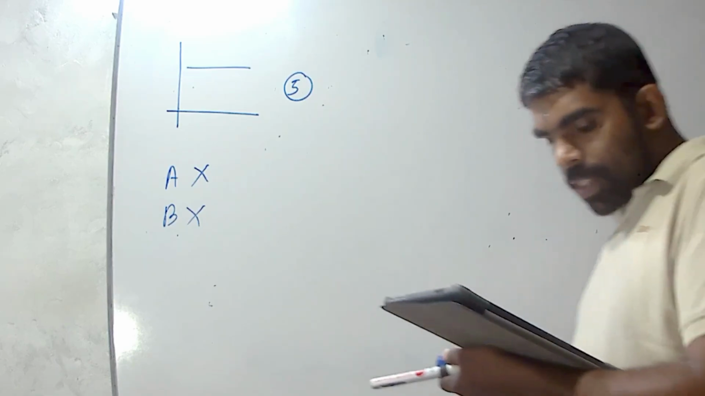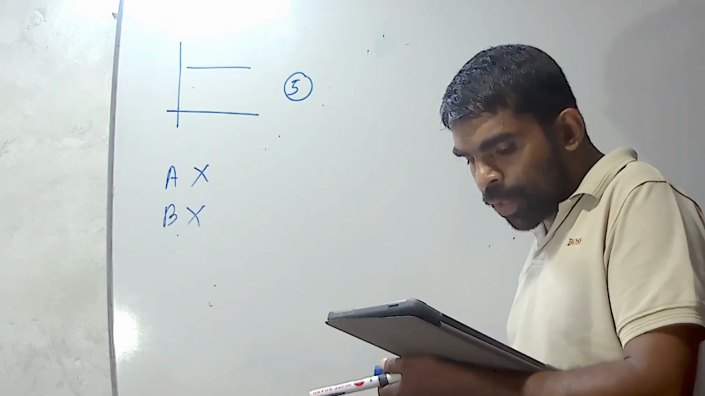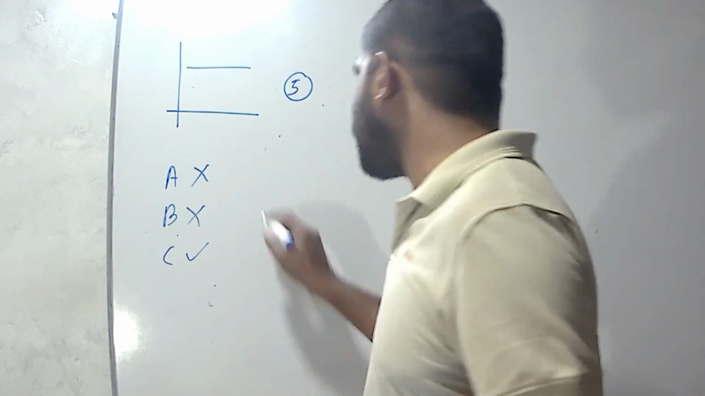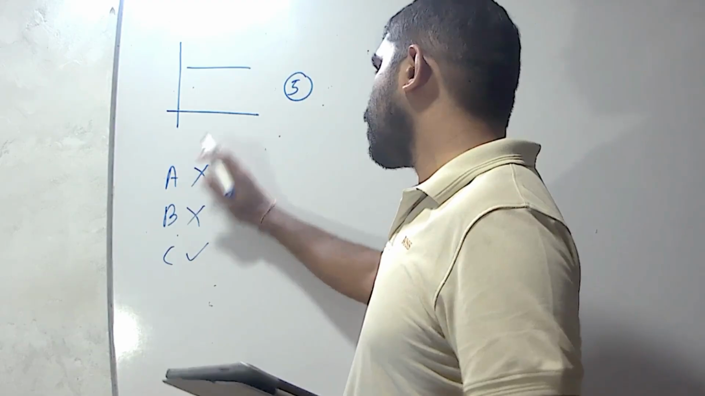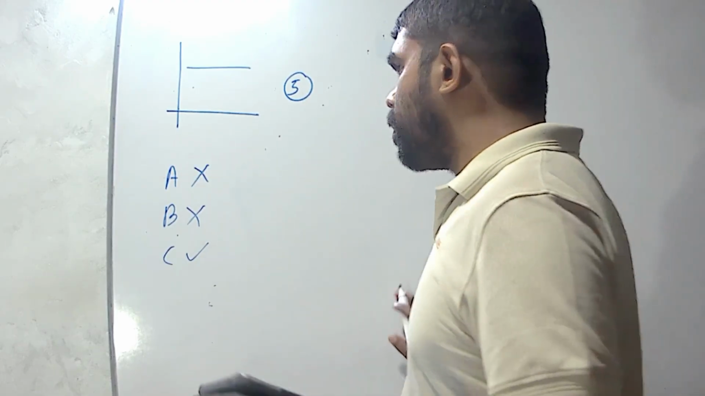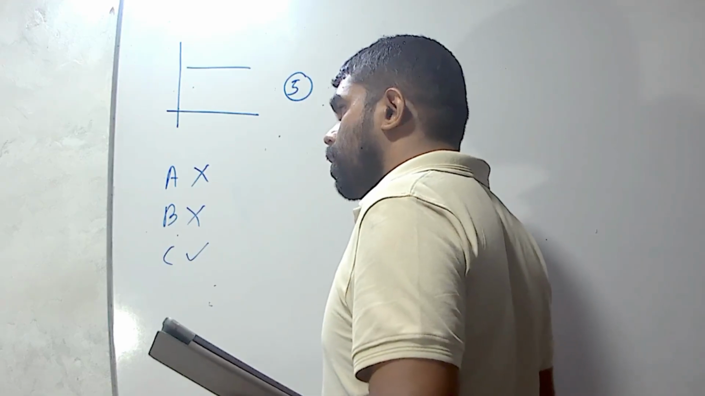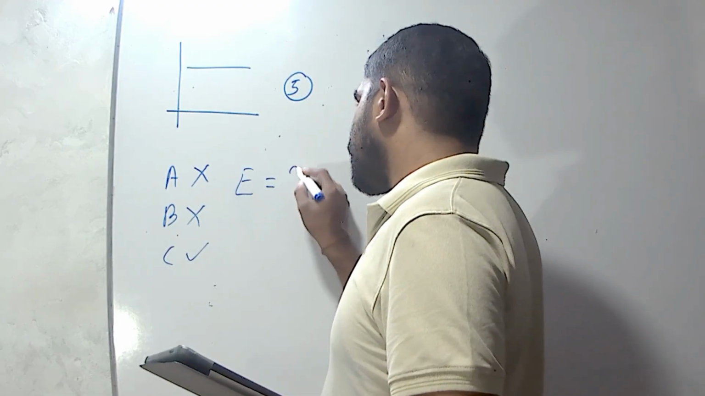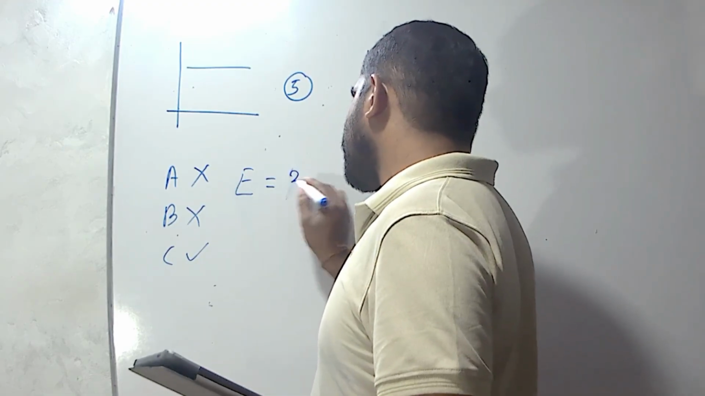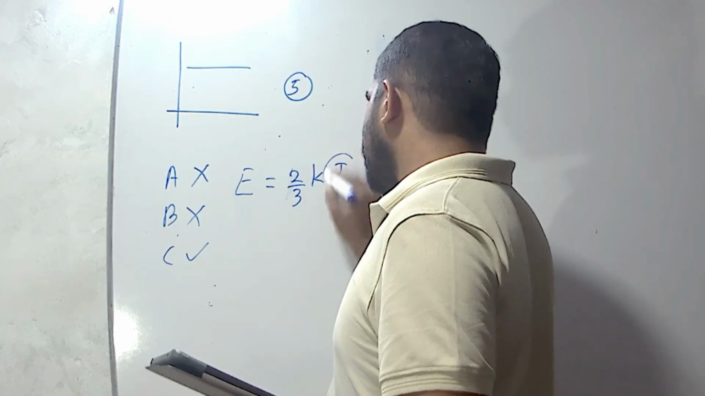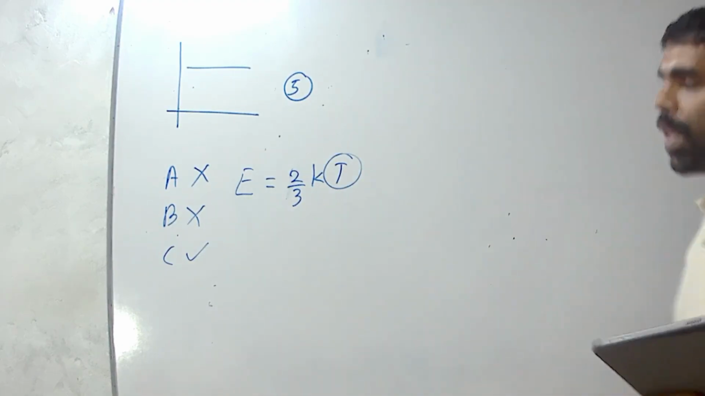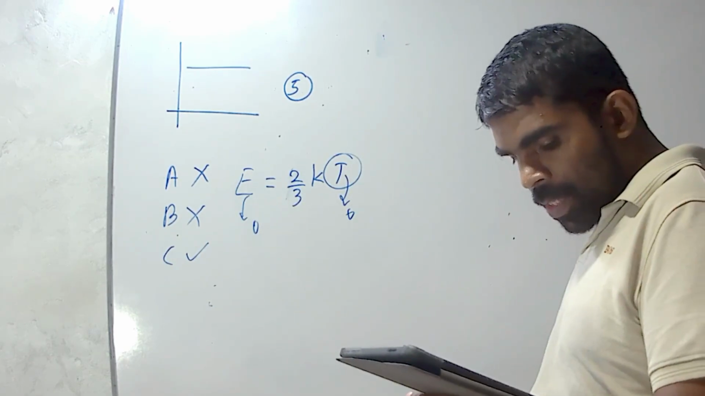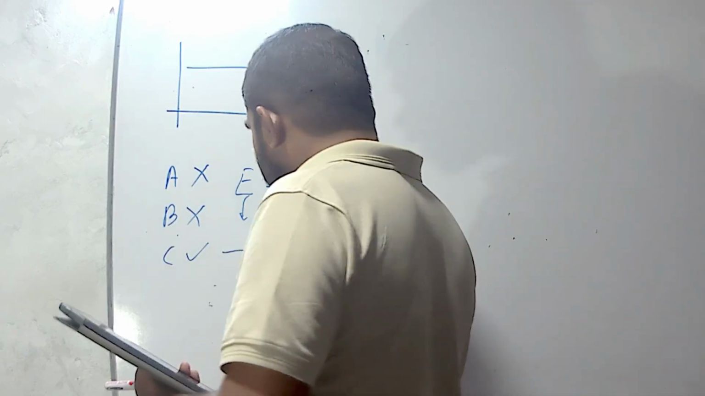Statement C: it is the temperature at which the mean kinetic energy of an ideal gas becomes zero. Yes, it is correct. We know that according to Boltzmann law, kinetic energy is 3/2 kT. It depends on absolute temperature. When absolute temperature is 0, kinetic energy should be 0. Only C is true. Then the second one is the correct answer.